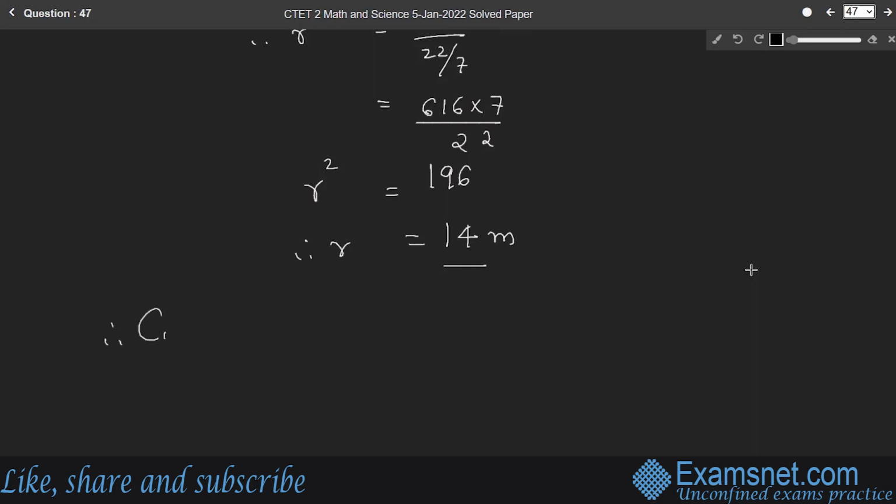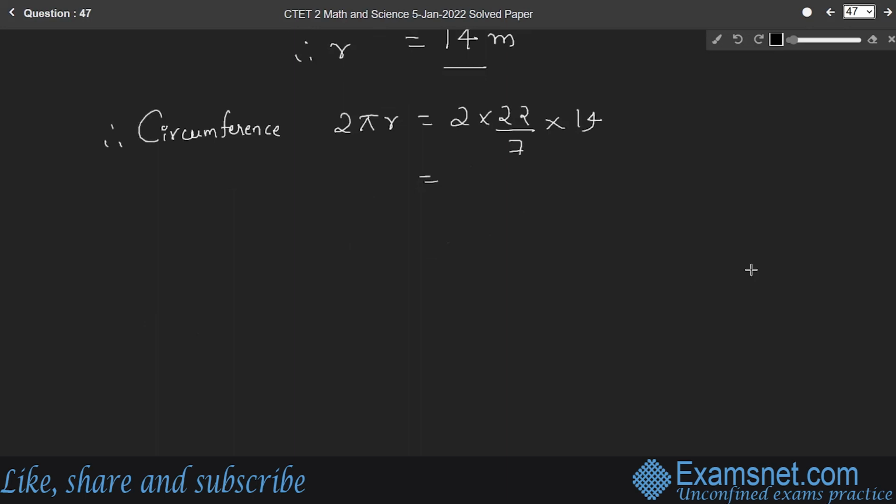Therefore, circumference of the circle is equal to 2 pi r, which is 2 into 22 by 7 into 14, which is, so 7 into 2 is 14, which is 44 into 2, it is 88 meters. So circumference of the circle is 88 meter. So per meter, the cost of fencing is how much? Rupees 5, right? Therefore, for 88 meters, cost of fencing.